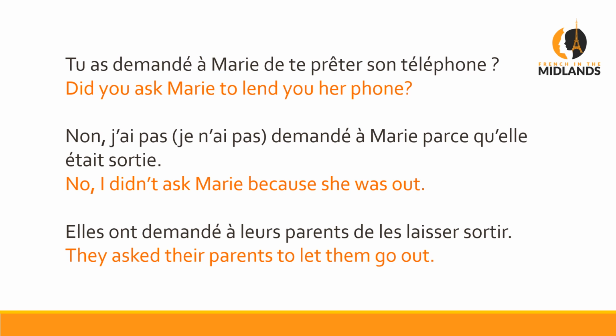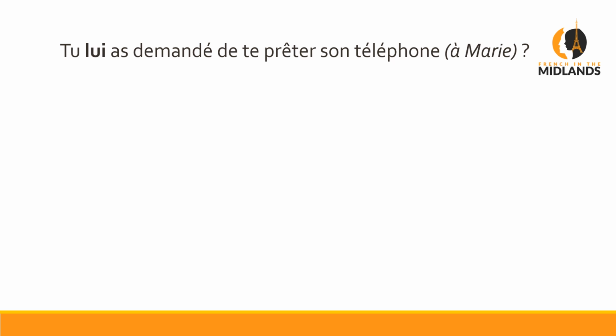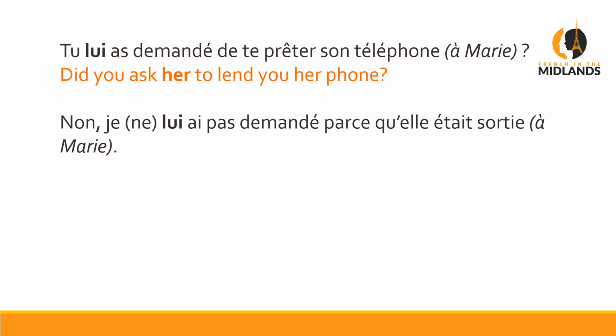Now let's see the practice with the indirect object pronouns. Tu lui as demandé de te prêter son téléphone? The lui replaces à Marie, again before the verb. Did you ask her to lend you her phone? Non, je lui ai pas demandé parce qu'elle était sortie. And the lui again replaces à Marie. No, I didn't ask her because she was out.